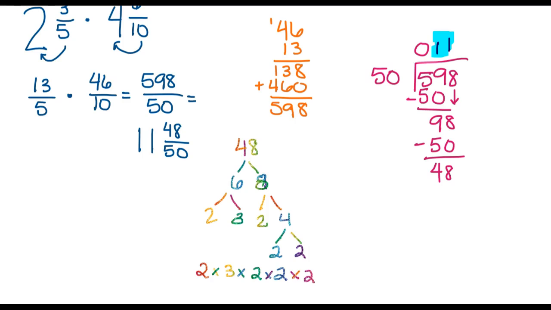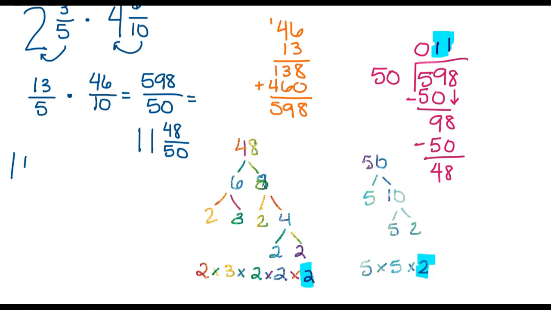Okay, now let's try it with 50. 50 should be easier, right? Maybe? 5, 10, and then we have 5 and 2. So here we have 5 times 5 times 2. So what do they have in common? Well, let's see. We have a 2 here, and we have a 2 here. That's it, which means we divide this by 2. That's what's kind of nice about this.